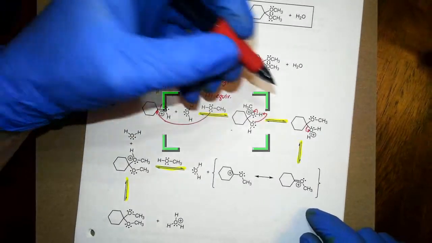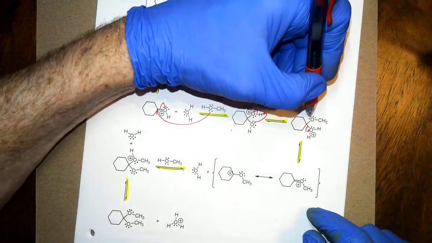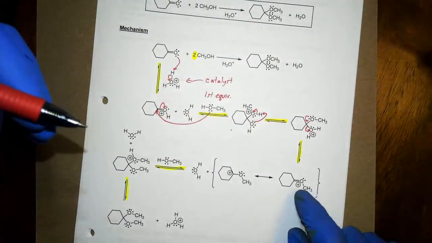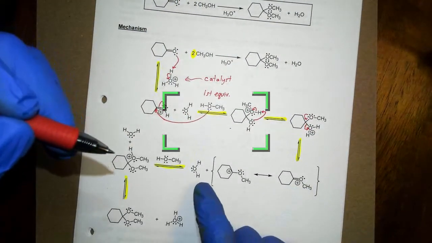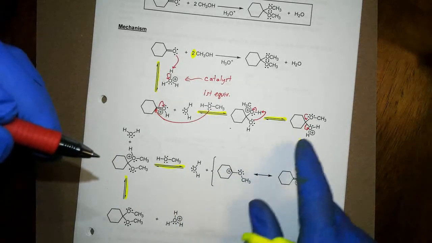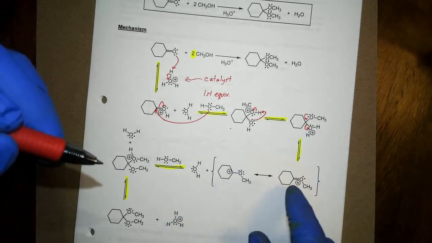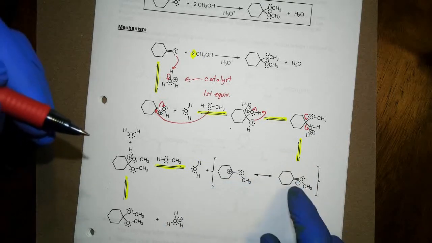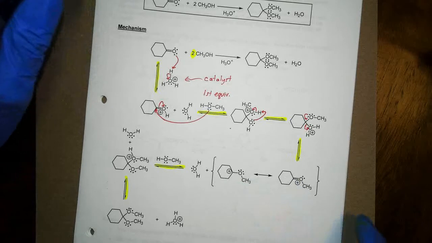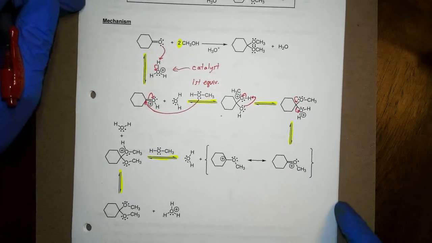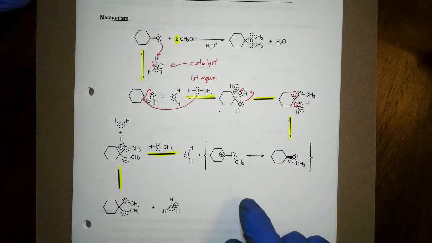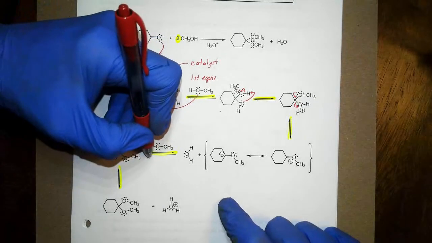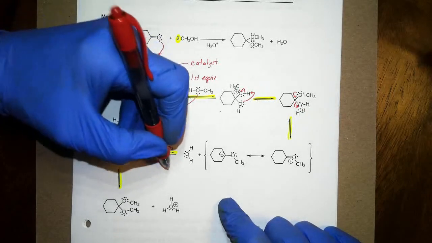And when that happens, this pair of electrons could actually collapse in between here, all right? And that would give you this. And so here's the water, the water that came off of that intermediate. Now this intermediate here is resonance stabilized, and we're looking at either one. This would be the dominant form because we have complete octets around that carbon and the oxygen. Either way you want to do that's fine. But here's our second equivalent of methanol.